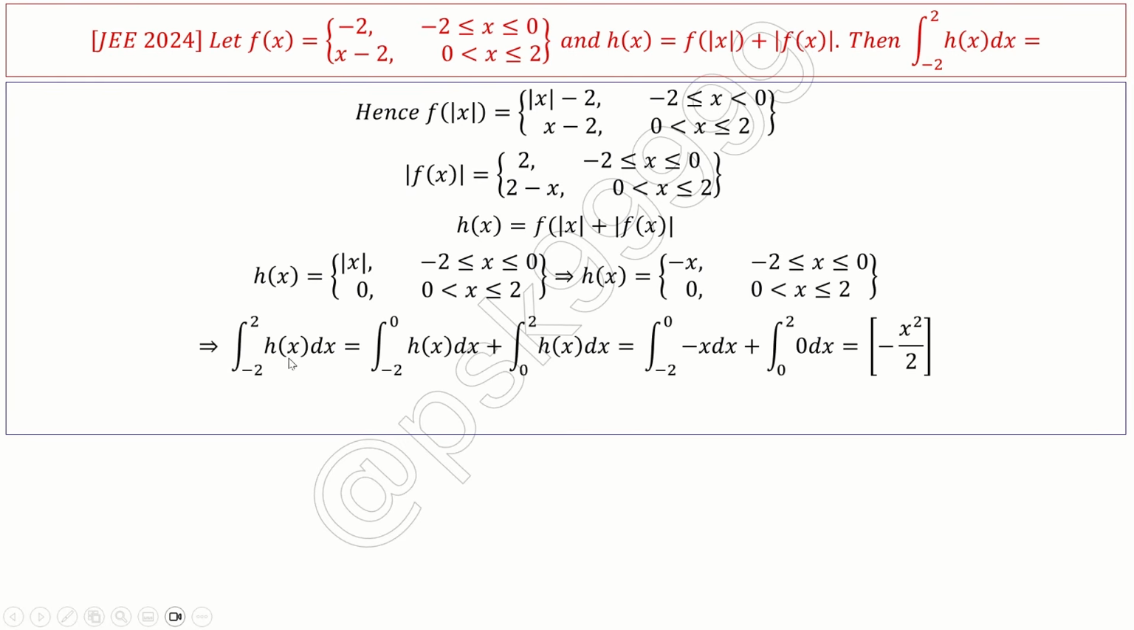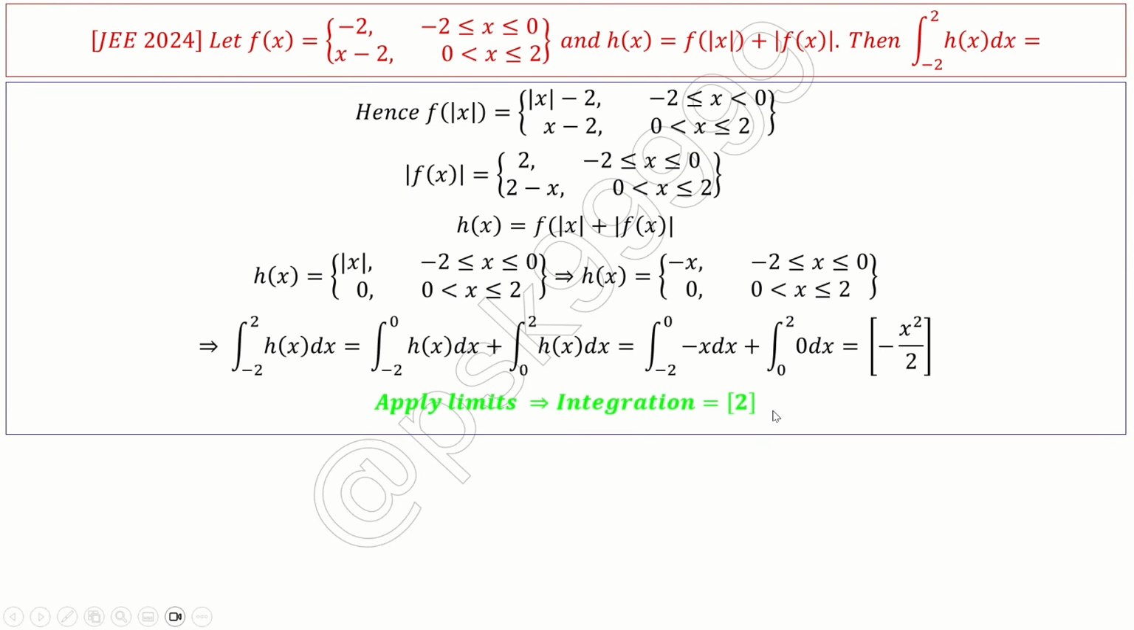Now integrate it, very simple. Integration from -2 to 2 of h of x dx is nothing but, I will change the limits, integration from -2 to 0 of h of x dx plus integration from 0 to 2 of h of x dx. This part is minus x dx, integration of minus x dx. Second part is integration of 0, which is 0 anyway. So this is nothing but minus x square by 2, and apply the limits. You will get the answer. Integration 2 is the answer. 4 by 2 basically, which is 2.